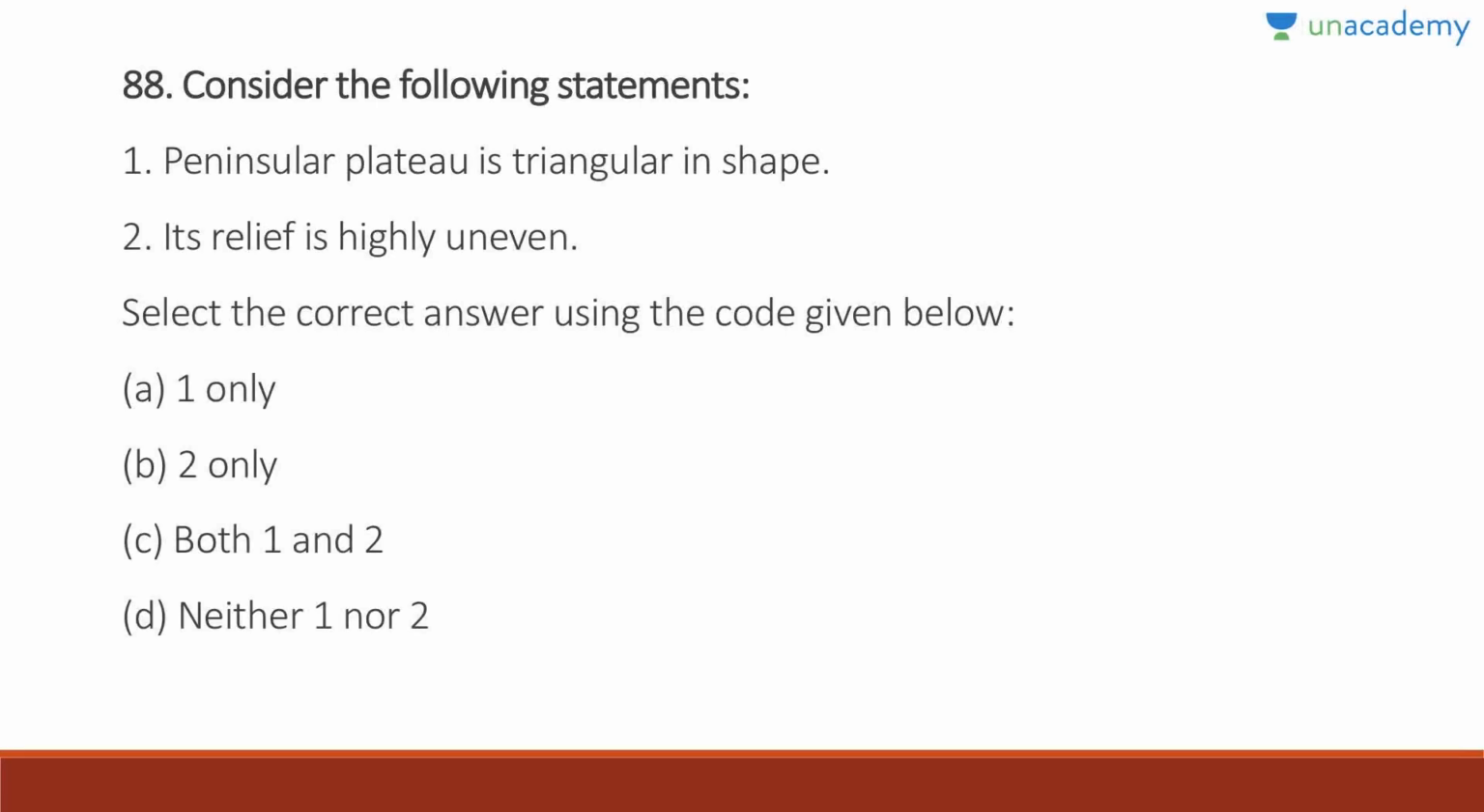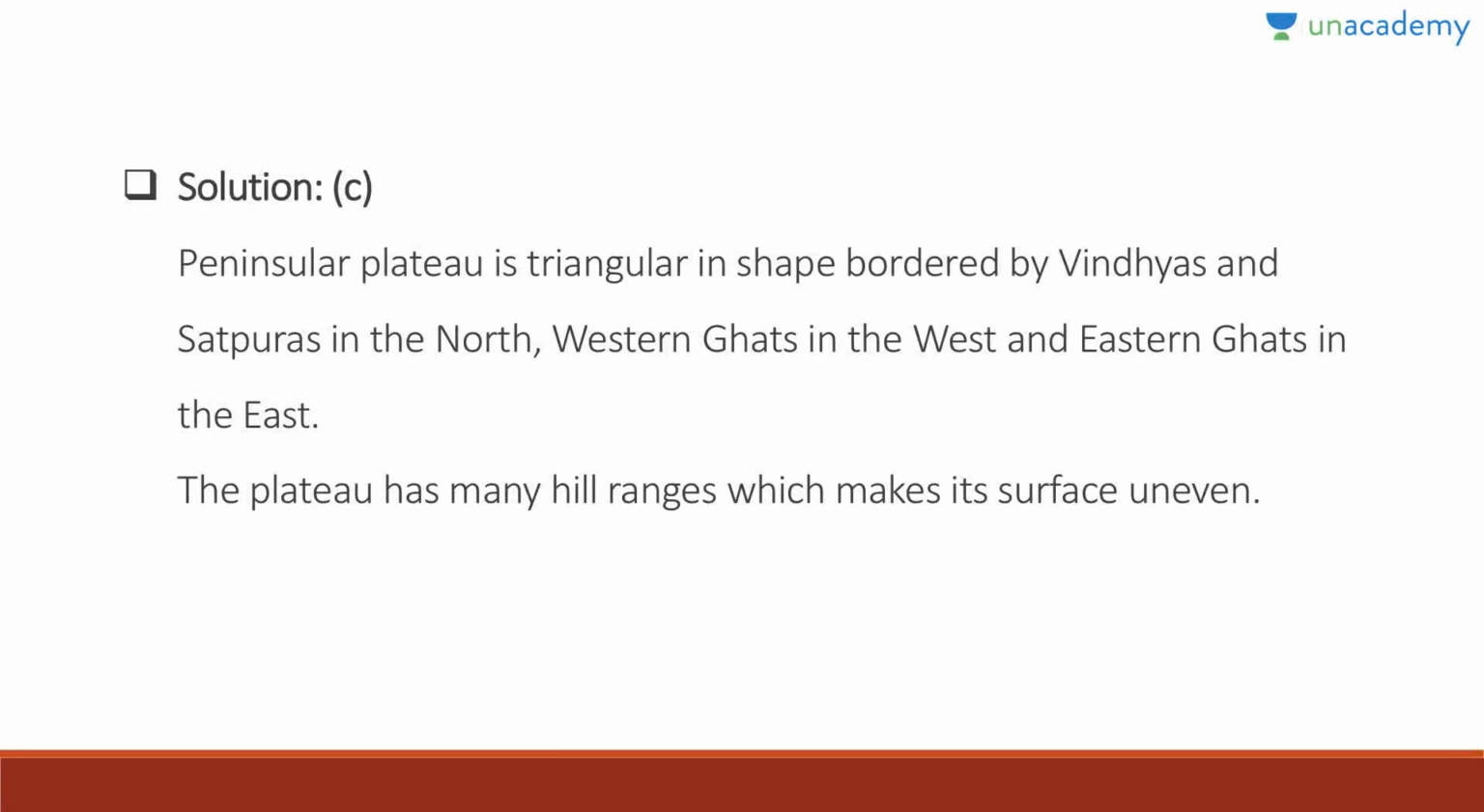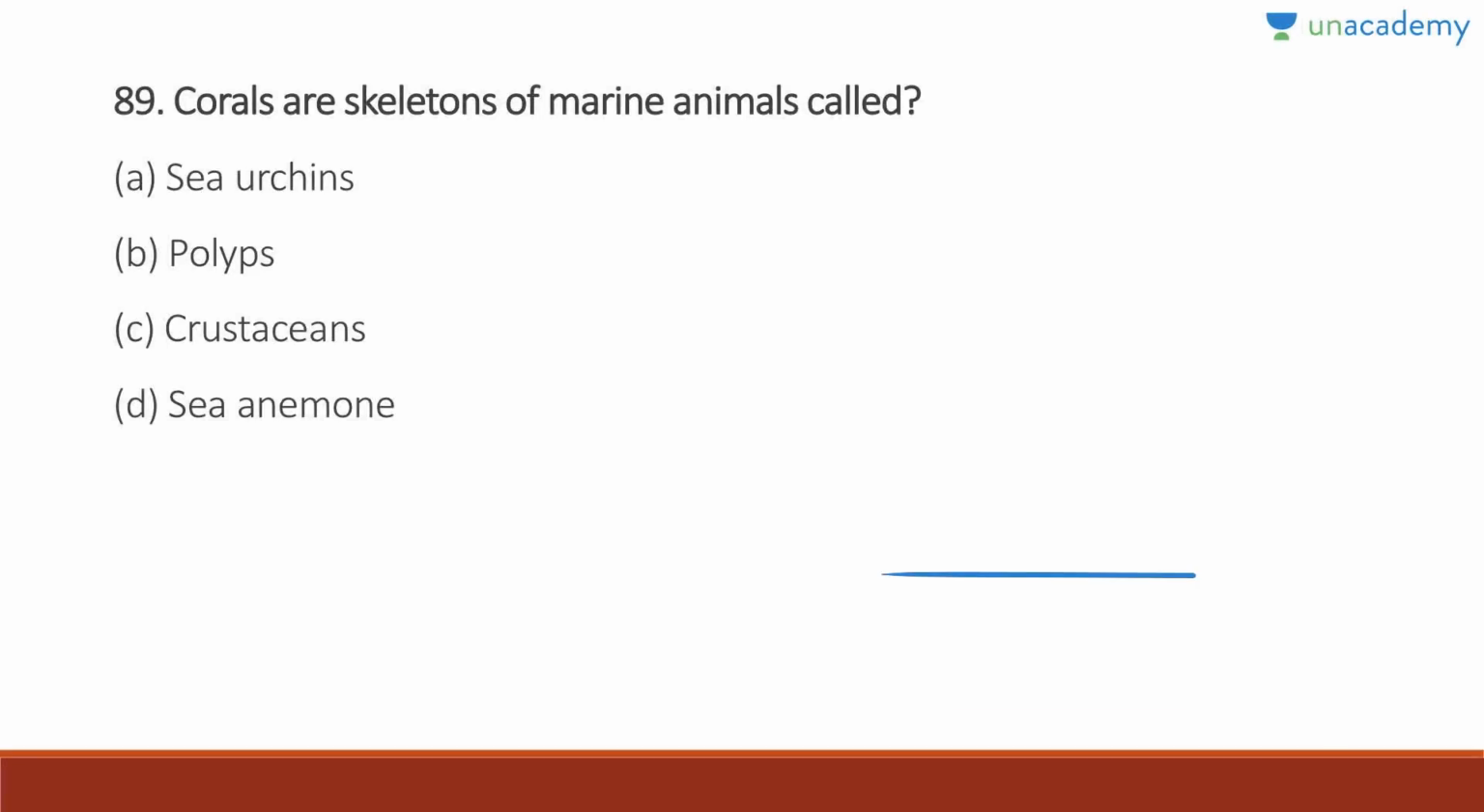Question number 88. Consider the following statements. Peninsular plateau is triangular in shape. Yes, you can see a triangle forming which is tapering down towards Kanyakumari. Its relief is highly uneven. Yes, this is also correct. So the answer here is C, both 1 and 2, because it has a lot of hills. The peninsular plateau is triangular in shape, bordered by the Vindhyas and Satpuras in the north, Western Ghats in the west, Eastern Ghats in the east. Since the plateau has many hill ranges, its surface is uneven. Relief means the difference between the maximum and minimum height.